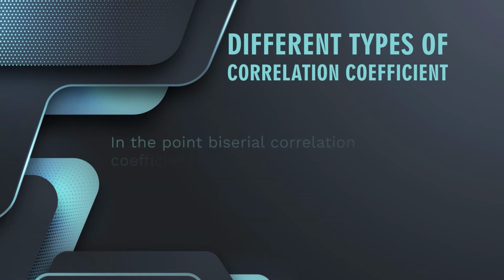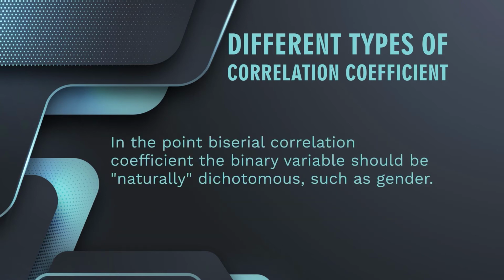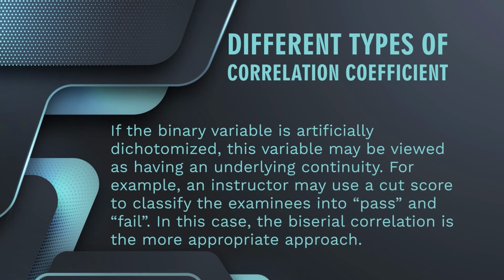In the point biserial correlation coefficient, the binary variable should be naturally dichotomous, such as gender. If the binary variable is artificially dichotomized, it may be viewed as having an underlying continuity. For example, an instructor may use a cut score to classify examinees into pass and fail. In this case, the biserial correlation is a more appropriate approach.